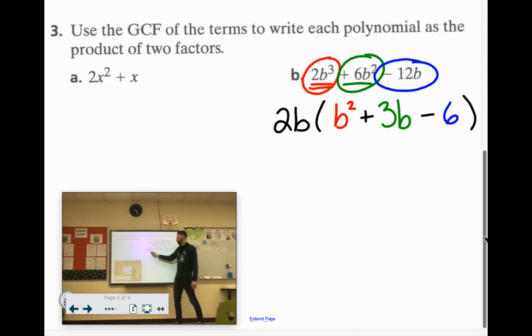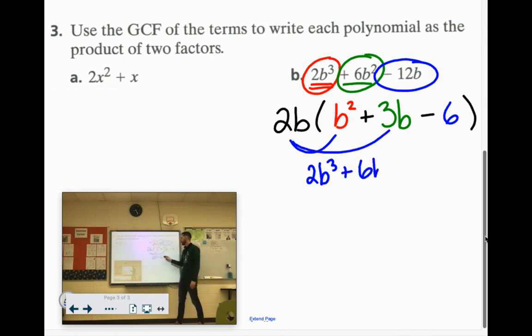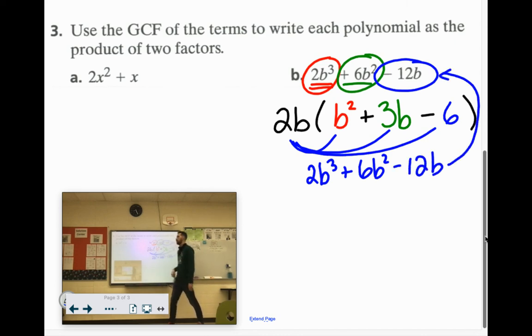Again, you could distribute this. 2b times b squared is 2b to the third. 2b times 3b would be 6b squared. Then 2b times negative 6 would be negative 12b. Holy smokes, that's what we started with. Wild. So we'll just do this one together.